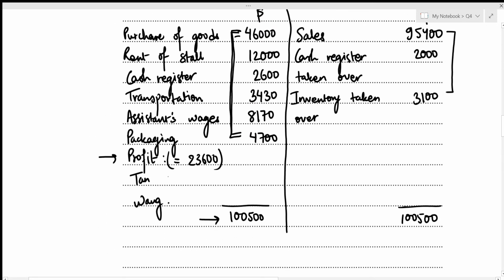So for Tan, it's just going to be 23,600 divided by 2, and same goes for Wang. And 23,600 divided by 2 gives us the amount of 11,800, which will be the profit for both of our parties, Tan and Wang. Alright, so this concludes our joint venture account. Now we can move to the second part.